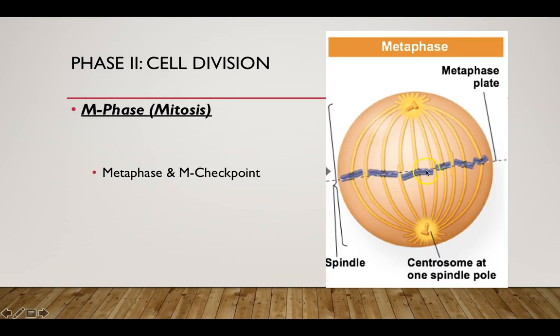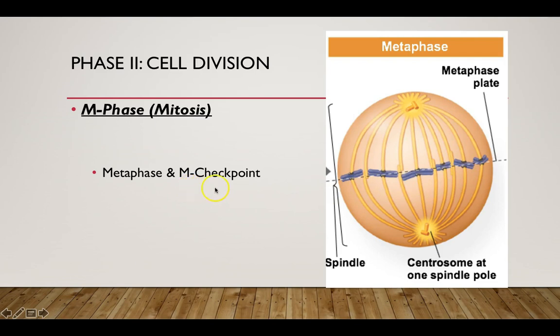Now, in metaphase, these microtubules, the kinetochore microtubules, are going to move the chromosomes back and forth until they get them in a straight line in the equator of the cell. This equator is known as the metaphase plate. If you notice, each sister chromatid is attached to a kinetochore fiber on both sides. This is essential. There is also a checkpoint.